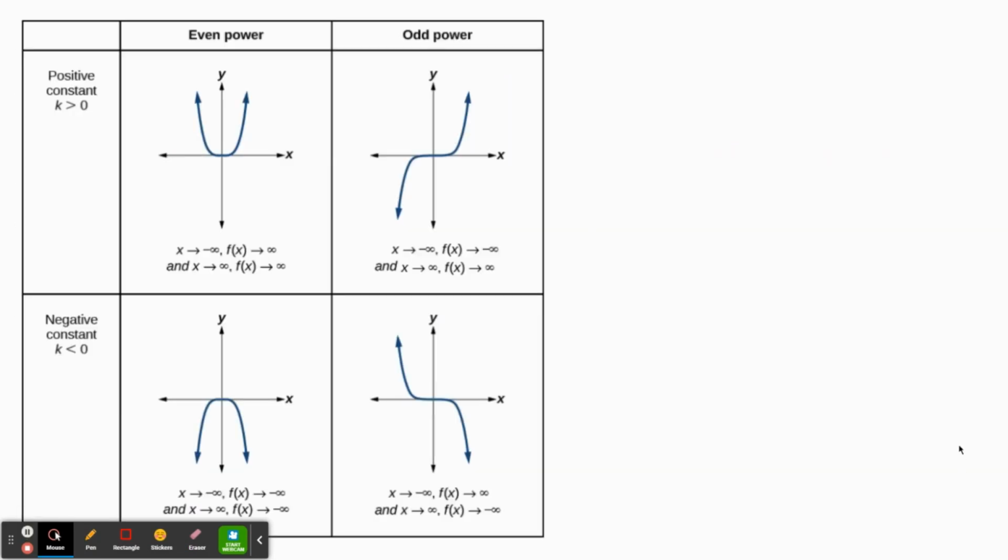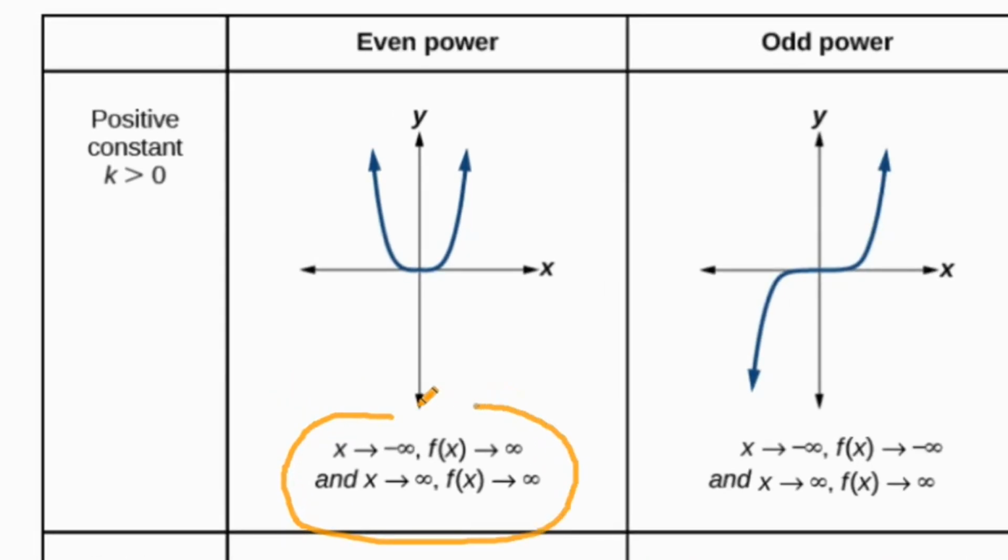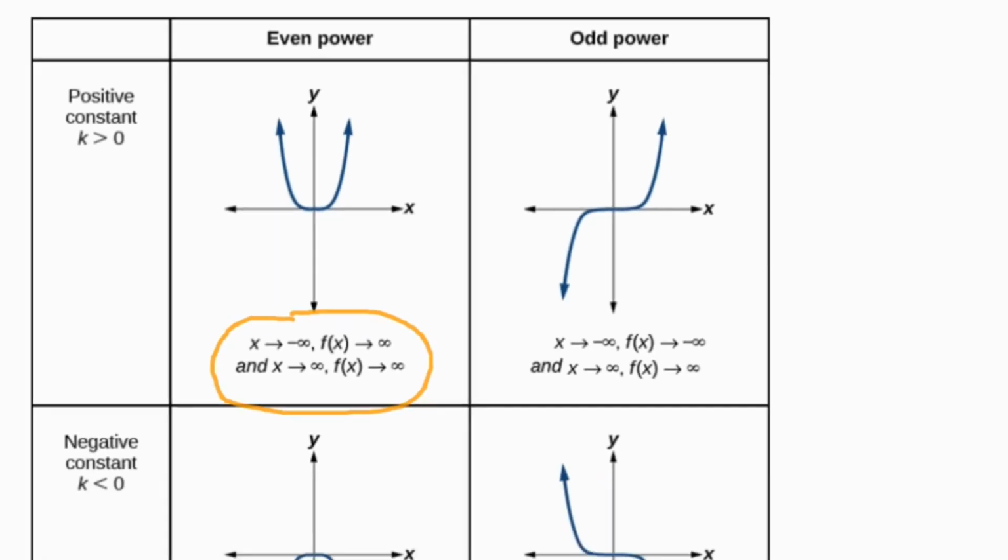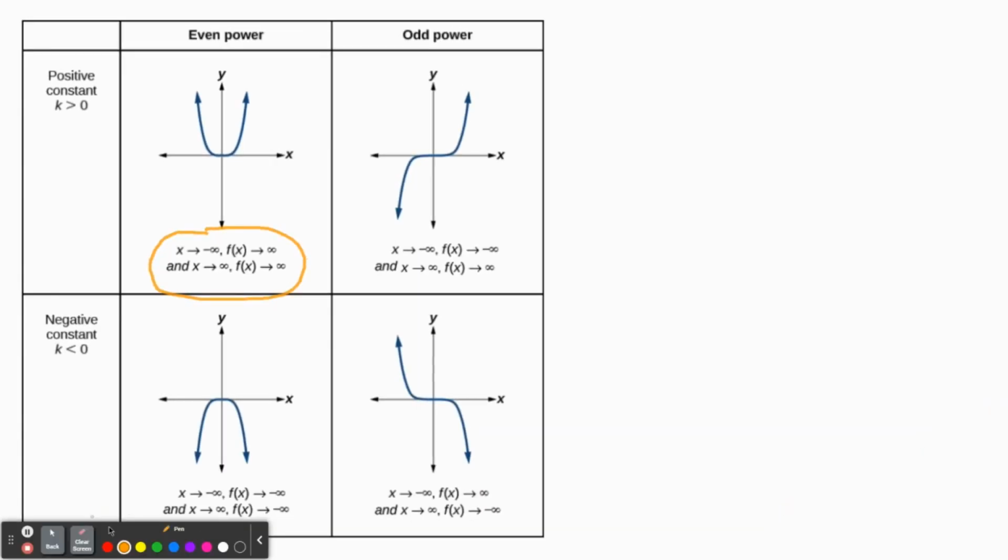Here are some more end behavior statements for even and odd powers. Again, we read the arrow as approaches. As x approaches negative infinity, f of x approaches positive infinity. As x approaches positive infinity, f of x approaches positive infinity.